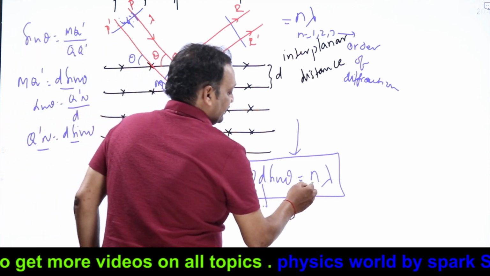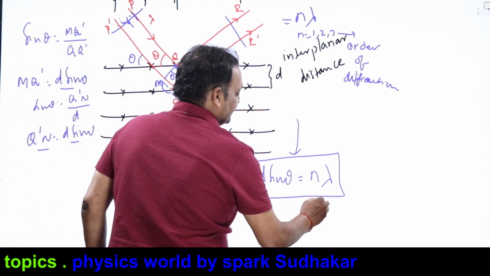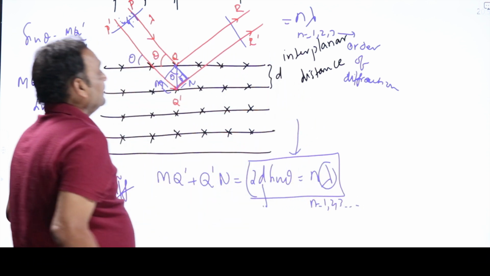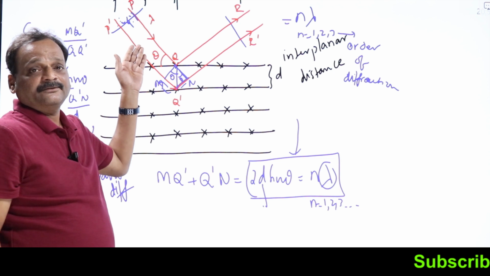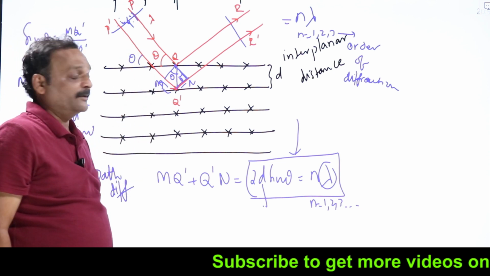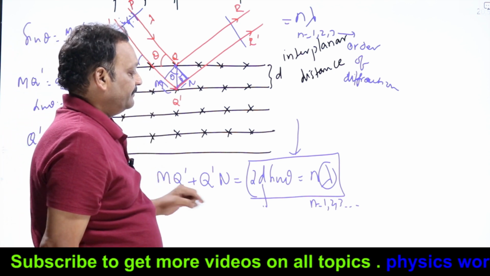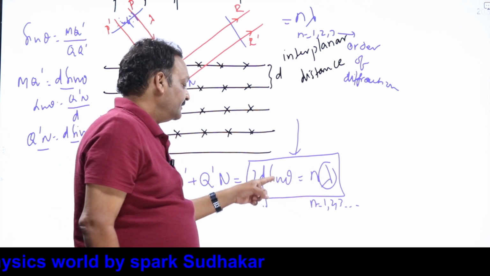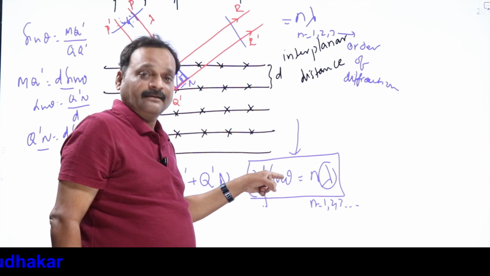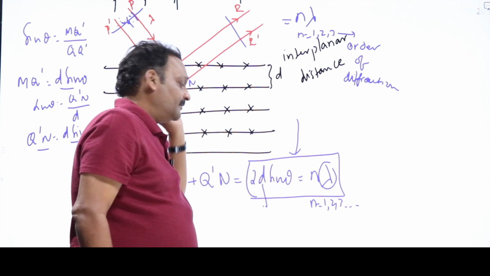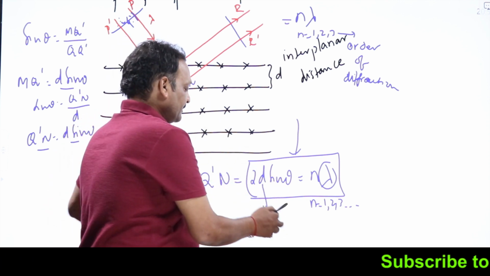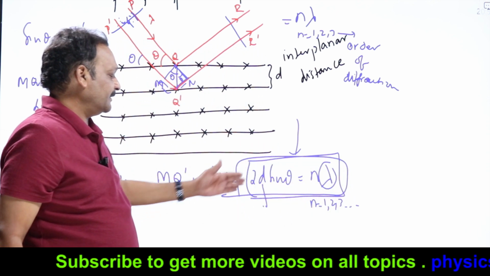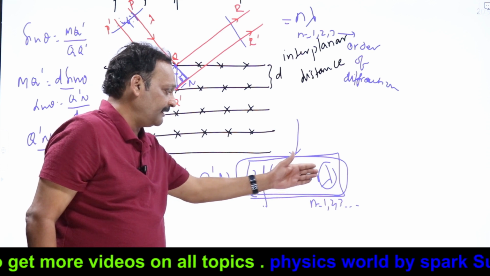And what is this n? N is called order of diffraction. N equals 1, 2, 3, etc. What is lambda? Lambda is the wavelength of the X-rays used. We should use a monochromatic X-ray beam, a single wavelength X-ray beam. That wavelength of the X-rays is lambda. N is known as order of diffraction. Theta is called Bragg angle or glancing angle. And D is known as interplanar distance. Remember these terms and memorize this point: interplanar distance, Bragg angle, order of diffraction, wavelength.